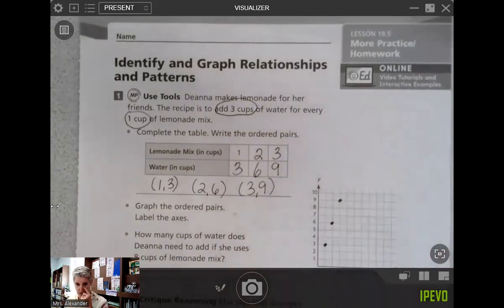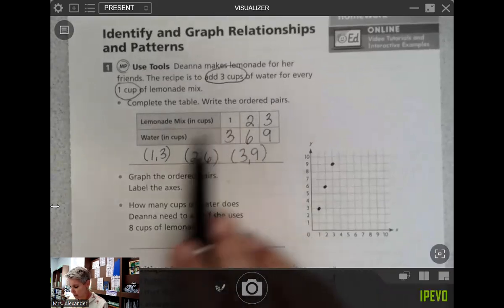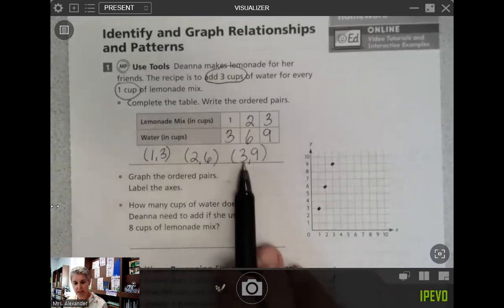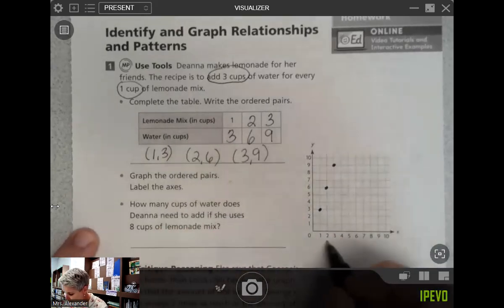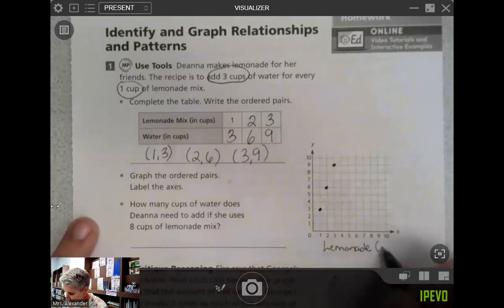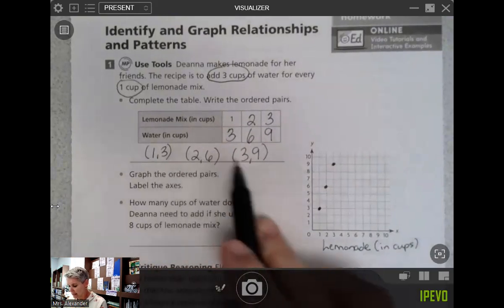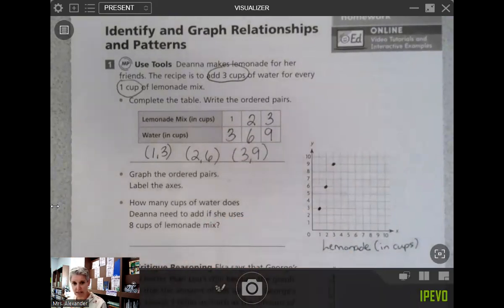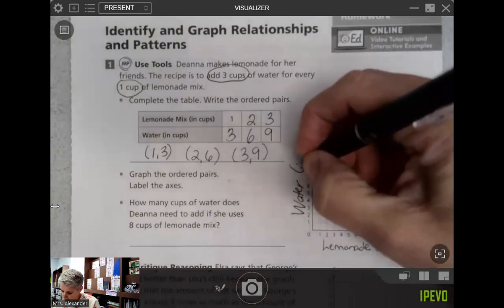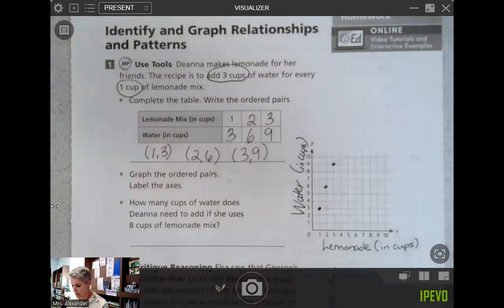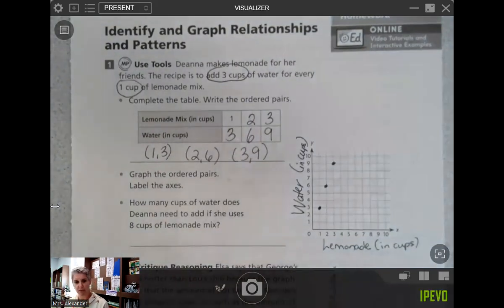We need to label. So 1, 2, and 3, those are the X coordinates that we have in our pair. Our X-axis is going to be lemonade mix. I'm just going to put lemonade, and it's in cups. Our 3, 6, and 9, those are our Y coordinates. That's going to be water, and again, in cups. So now we have everything labeled. Mine's a little sloppy. I tried to write sideways, sorry.